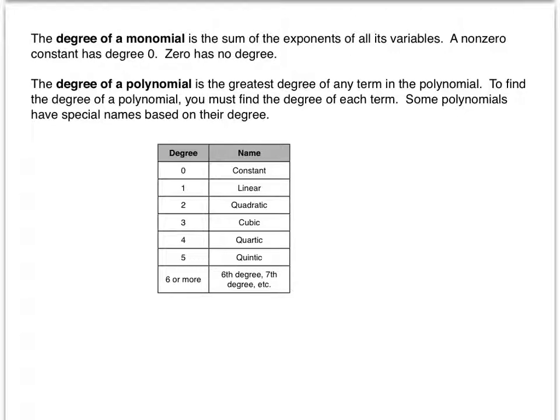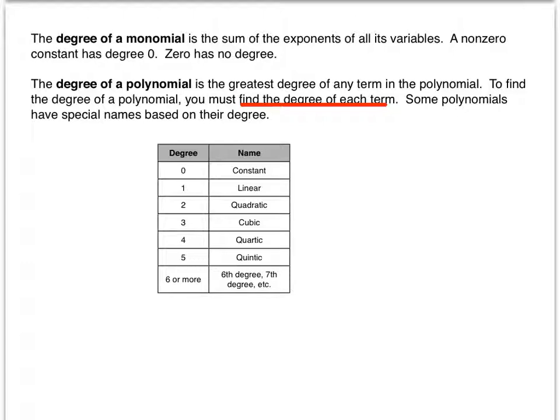Let's talk about the degree of a monomial. The degree of a monomial is the sum of the exponents of all of its variables. A non-zero constant has degree 0, and 0 has no degree. The degree of a polynomial is the greatest degree of any term in the polynomial. To find the degree of a polynomial, you must find the degree of each term. Some polynomials have special names based on their degree.